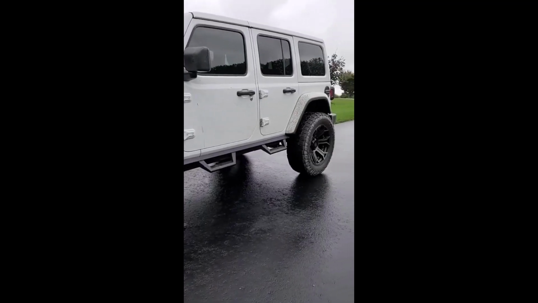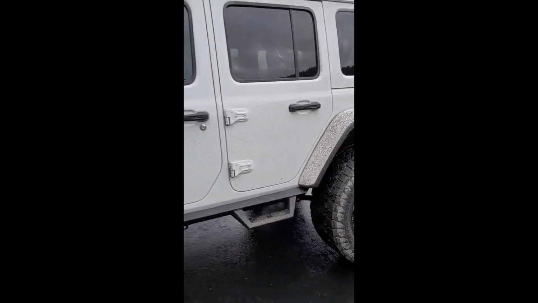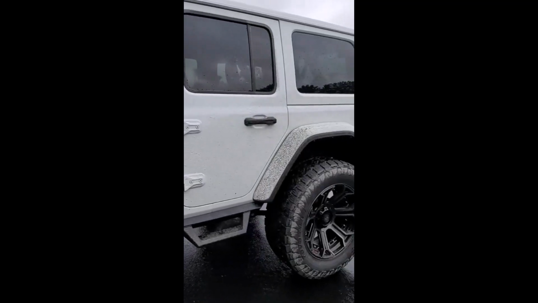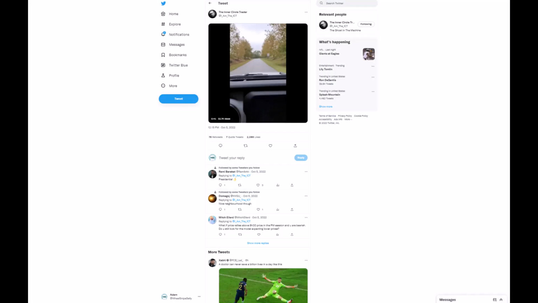Finally got some mud on the tires. That's the new whip. Shaved him? He was matted, I guess. Black Widow.